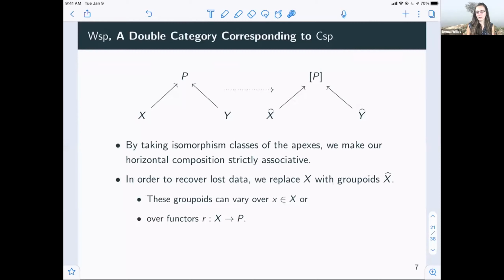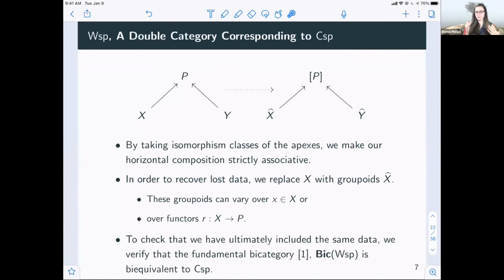But one of the things is that every cospan from the original Cospan bicategory will correspond to multiple cospans in the weakly globular double category. And then to verify that we've actually ultimately included the same data in our weakly globular double category, we verify that the fundamental bicategory of the weakly globular double category is biequivalent to our original Cospan bicategory. So we've done that for one of the models, and we're still working on it for the other one.